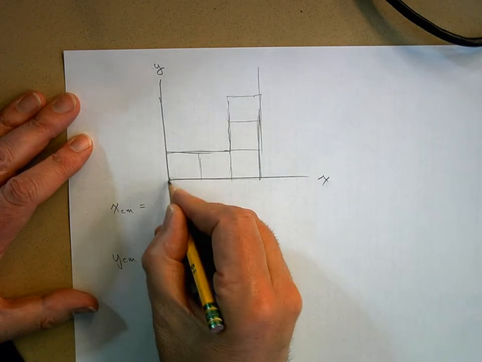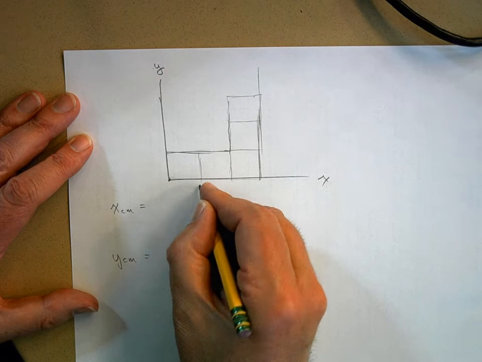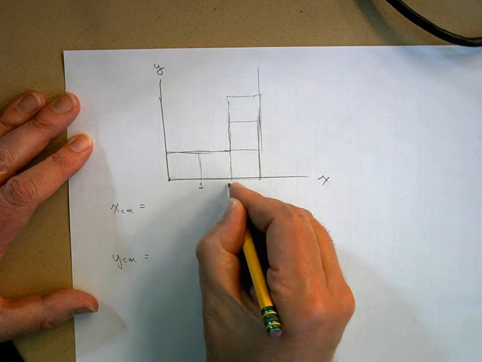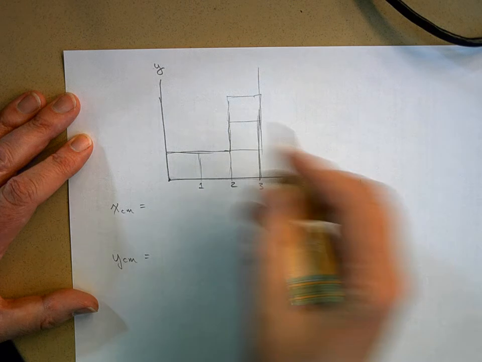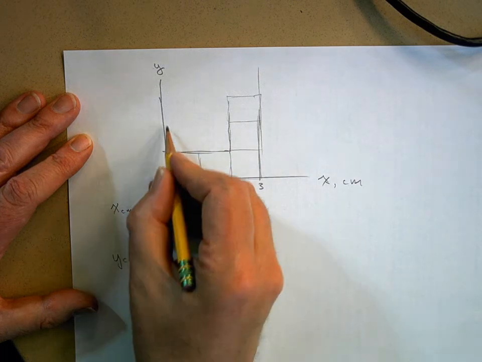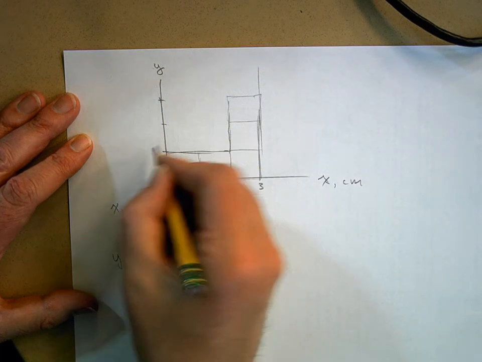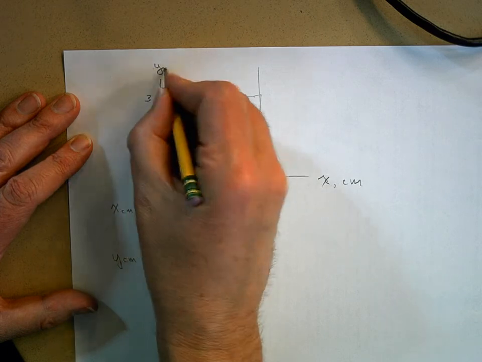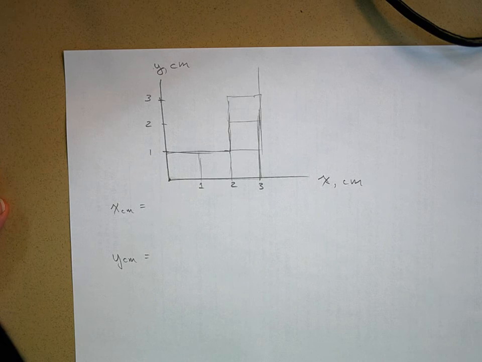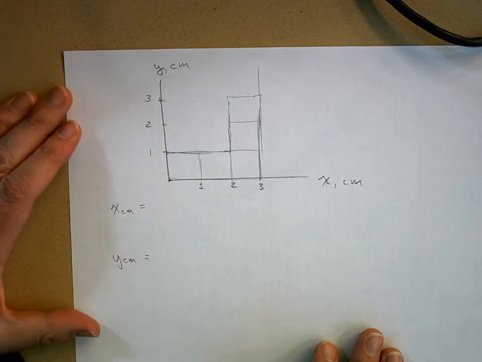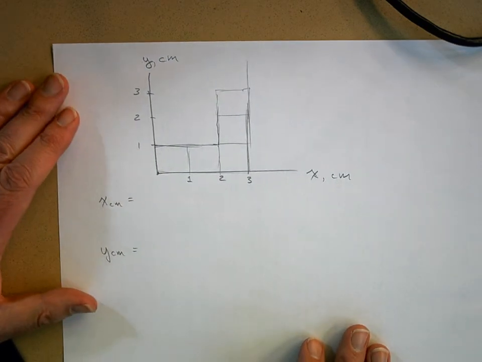So I'm going to make this my origin. Now let's say this is 1, 2, 3. Let's say they're centimeters. So 1, 2, 3 centimeters. And we want to know, where is the center of this part? Where would the center of mass be? And believe me, this is an important thing in engineering. They always want to know where the center of mass of their machine parts are.